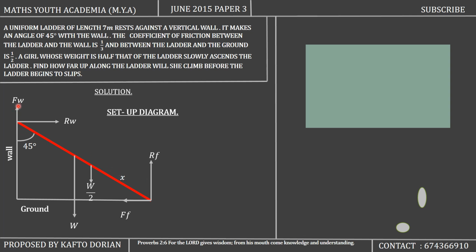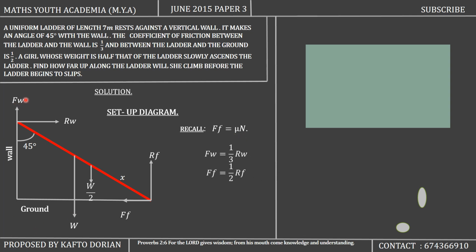We have the frictional force of the wall and the normal reaction force from the wall, the frictional force of the floor and the normal reaction force from the floor. Normally, in solving this problem, we need to find the respective frictional forces and normal reaction forces for the moments to be solved, because when you want to solve moments, you need those respective values. So we can recall that the frictional force is given as the coefficient of friction times the normal reaction force.